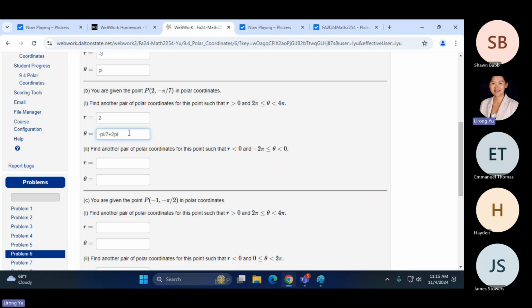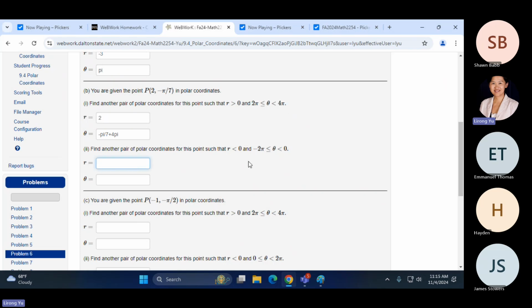But it has to be big enough to be within the bounds it gives us, because it has to be from 2 pi to 3 pi. Right, so we should add 4 pi. Yes, you're right. We have to add 2 pi or minus 2 pi until we're reaching the right boundary.